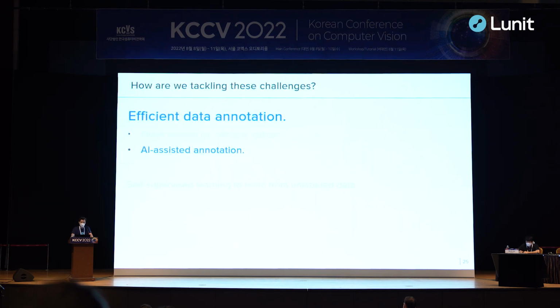Okay, this was about how we select data in the beginning, but then we have another problem of how we efficiently or quickly or consistently annotate this data. And we do this through AI-assisted annotation, which means that we have an AI model that will support the annotators, the experts that are doing the job.